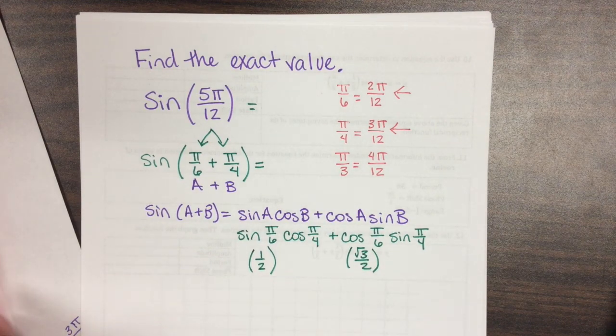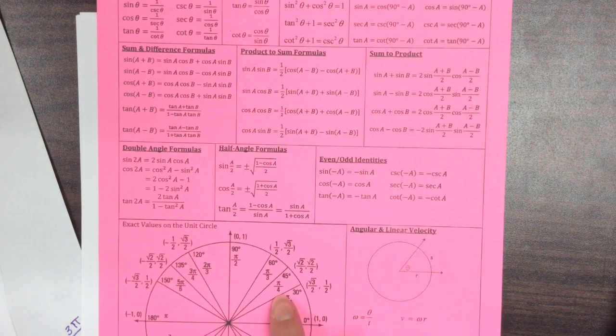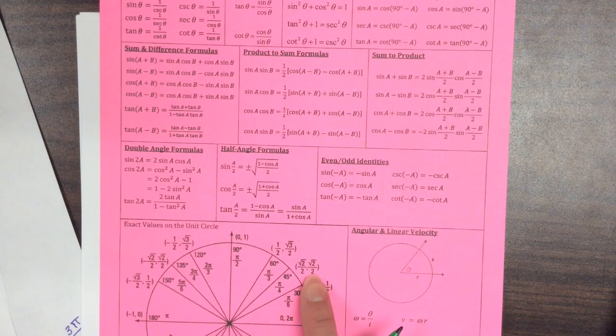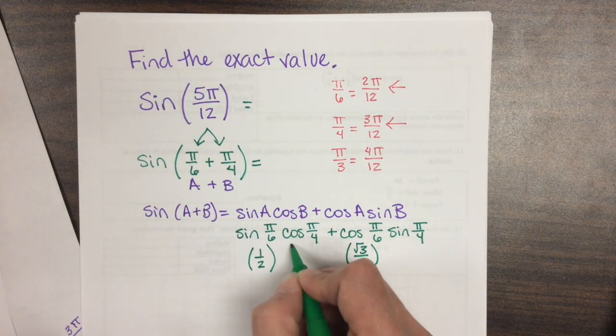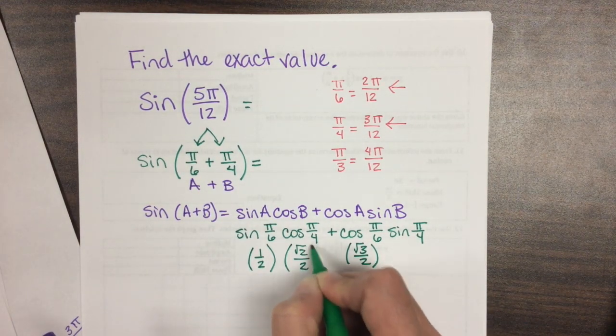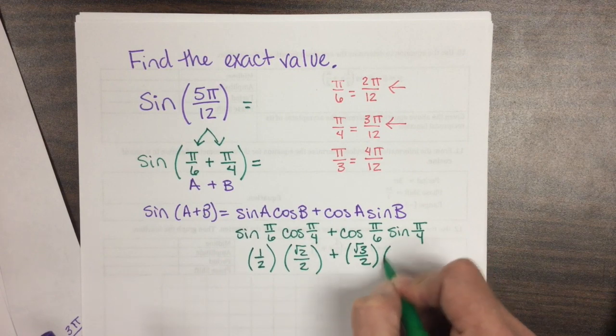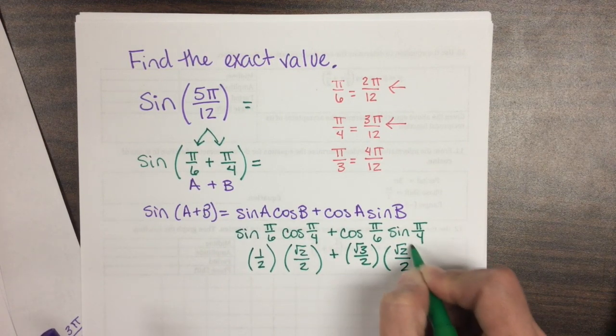So we're replacing these with what they are equal to on the unit circle. Now let's go look at pi over 4. Here's pi over 4. Sine and cosine are both square root of 2 over 2. So let's replace those. So we have square root of 2 over 2. Bring our plus sign down. Square root of 2 over 2.